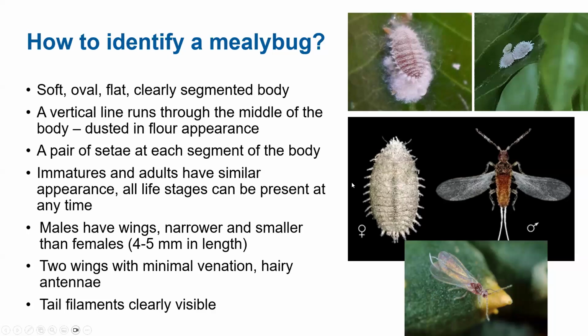Males, because they go through complete metamorphosis, have wings. There's a pair of wings with minimal venation. So there are not a lot of veins on the wings, and they have hairy antennae. And one of the other identifying characters for citrus mealybug males is that they have tail filaments clearly visible, sticking out from the end segment of their abdomen.